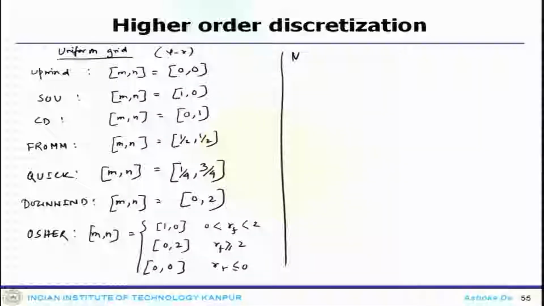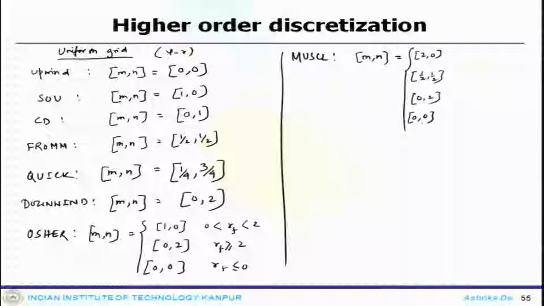Now, MUSCL, the m n has 4 different segments: 2 0, half, 0 2, 0 0, where Rf goes between 1/3 and 0, Rf goes 1/3 to 3, Rf greater than equals to 3, Rf less than 0.